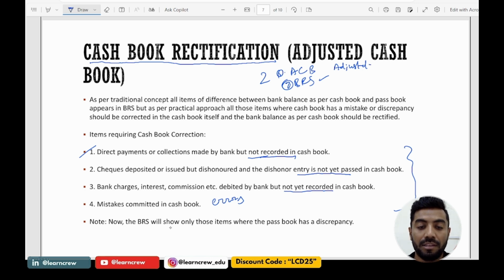Now the BRS will show only the items where the pass book has discrepancies. So when you make all of these adjustments in the cash book, the cash book will be displayed correctly. So now we have to make adjustments only in the pass book. Okay, that is what it says. Now the BRS will show only those items where the pass book has discrepancies. Okay, done. Here in the cash book rectification or adjusted cash book, nothing complicated. Just that you need to prepare a cash account first, and then you have to prepare a bank reconciliation statement.